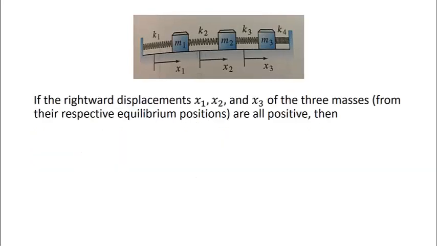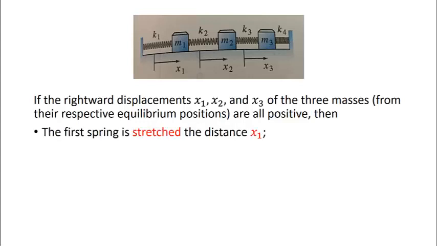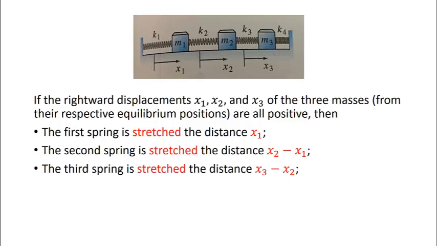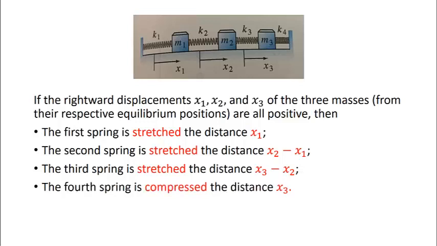So if the rightward displacements x1, x2, and x3 of our 3 masses from their respective equilibrium positions are all positive, then the first spring, K1, is stretched a distance of x1. The second spring, K2, is stretched the distance x2 minus x1. The third spring, K3, is stretched the distance x3 minus x2. And the fourth spring, K4, is compressed the distance x3.